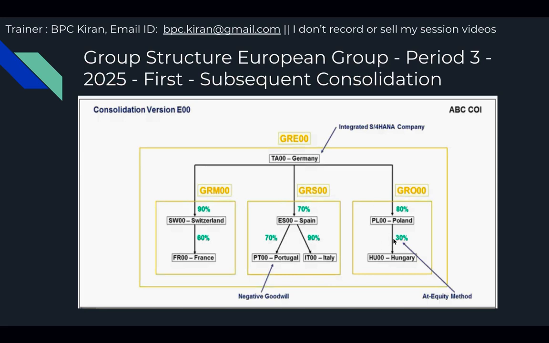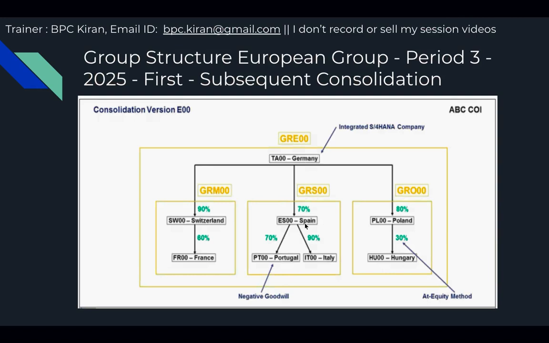We have an equity method also, at equity. If you see, Poland investment in Hungary is 30%, so at equity. For this also, the system is going to generate entries, because it's activity based consolidation of investments. First we are going to start. So period 3 is my first consolidation period. In the first consolidation period, for the entire group structure, we are going to generate the first consolidation document and subsequent consolidation documents.